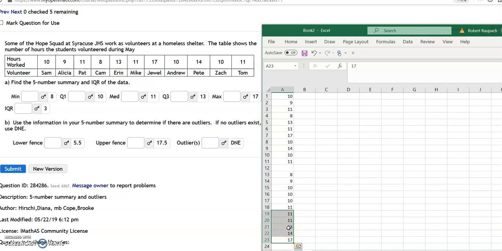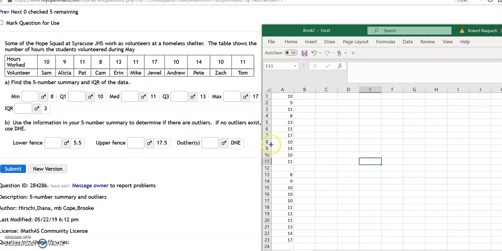The number that's halfway through those numbers is 13, so that's Q3, or the 75th percentile. Q1 is the same as the 25th percentile, and that number is 10. Q3 is the 75th percentile, or in this case 13. The min is 8, the max is 17, okay?